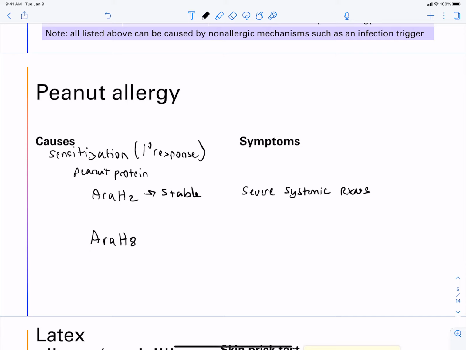You can measure tryptase levels in the blood, which indicates mast cell degranulation. And this is where you're going to have a swollen face. You're going to have itchiness, drowsiness. This is angioedema.